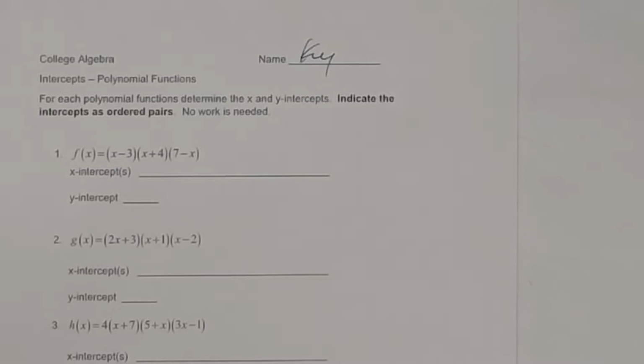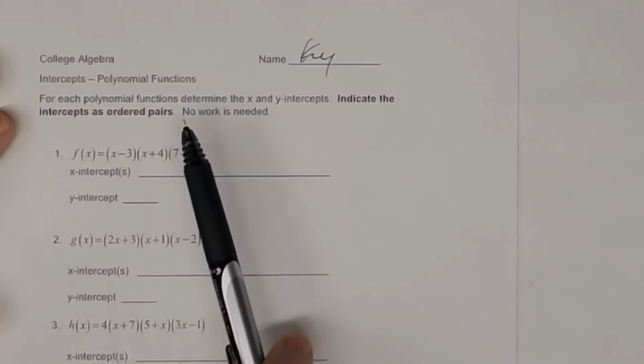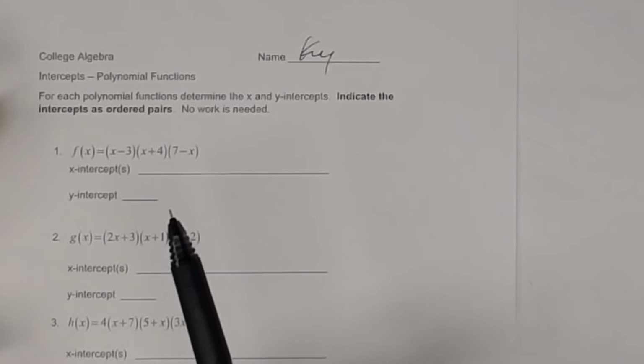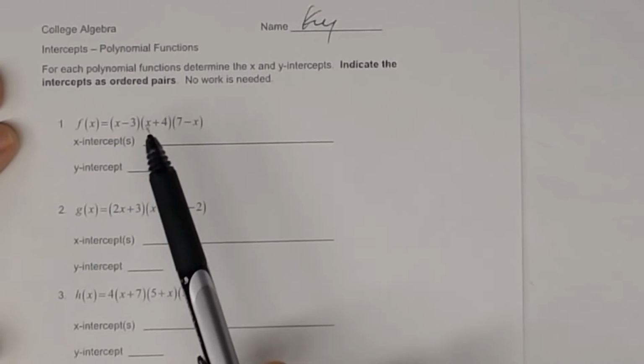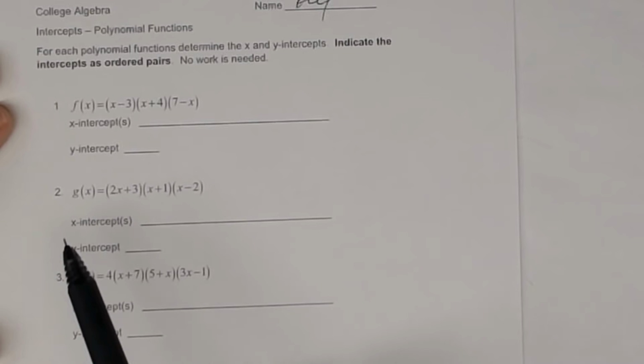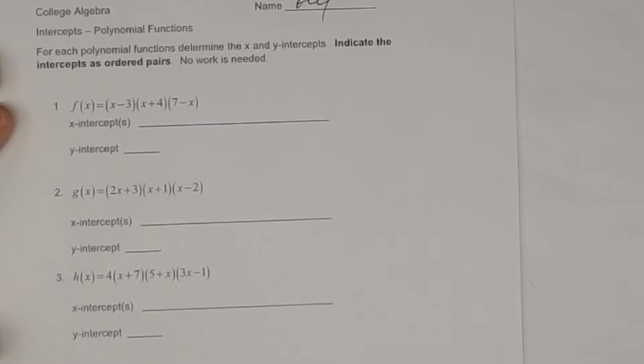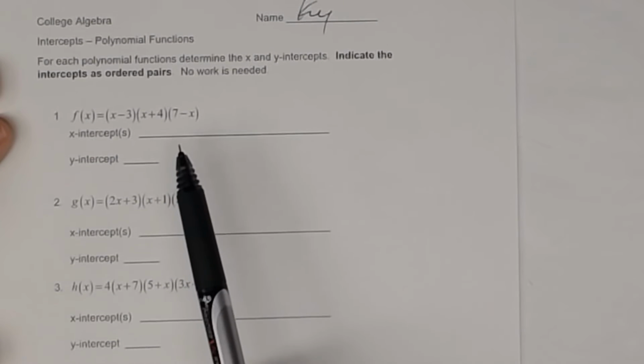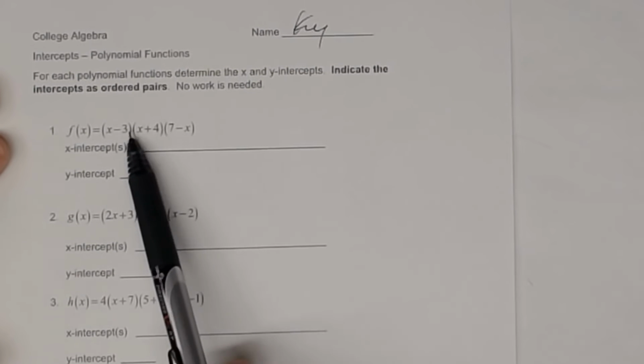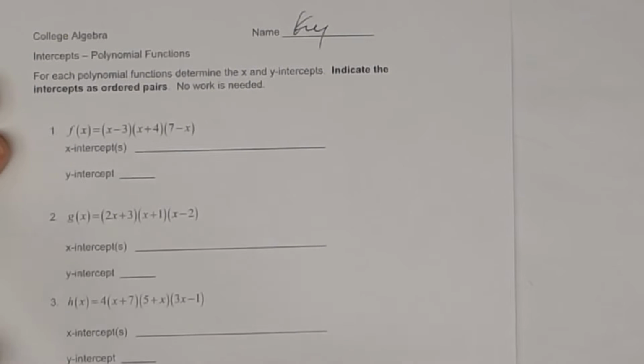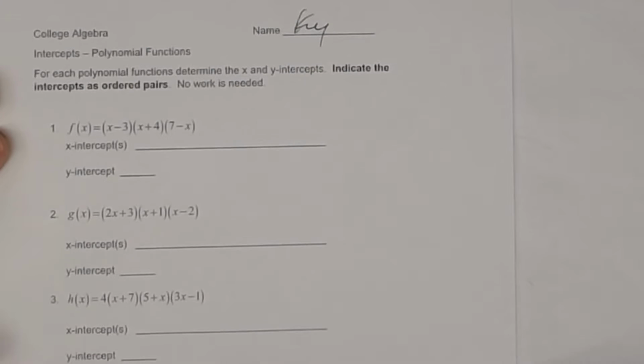This is the key to the worksheet on finding intercepts of polynomial functions. Now, this was an easy worksheet only for the fact that all of these polynomial functions are in factored form. And so to find the x-intercepts, remember you're going to set each of those factors equal to 0. So that's where the graph's going to cross the x-axis.